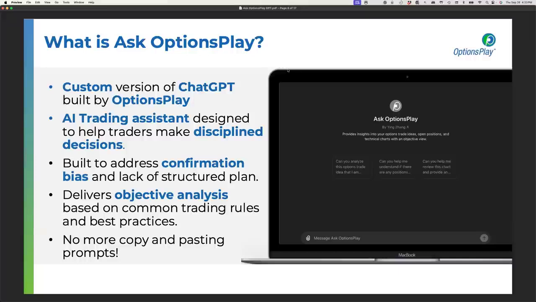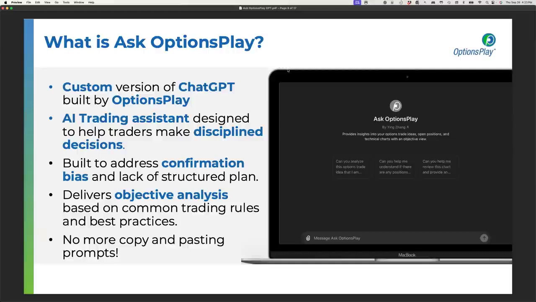So what we have done is we basically created a custom version of ChatGPT that already has all of that built in. All of the rules that we have shown you in previous sessions, how to look at a trade idea, different rules that we have in place, best practices for managing a position, has all been coded into this custom version of ChatGPT so that you don't have to remember the prompts or copy and paste the prompts and build your own prompts to get the output. You can get the output because we've already built it into this version of ChatGPT.